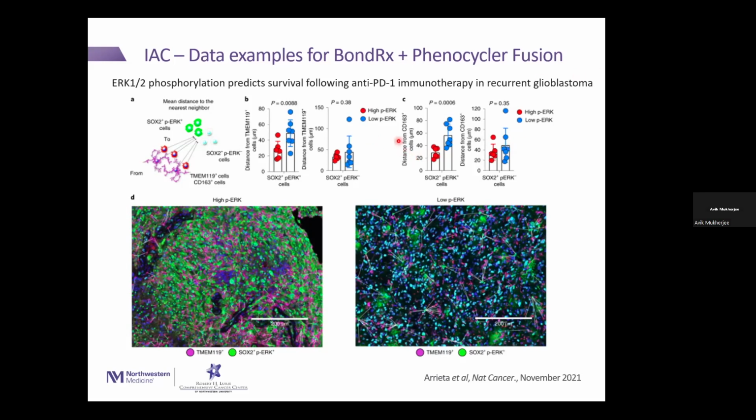Similar for CD163 also, in the higher phosphorylated ARC environment of glioblastoma, the distance was shorter between the tumor cells and immune cell types. Taking together this data and other single cell RNA-seq data and other technologies that they have, they reached the conclusion that they can predict the survival of a subset of recurring glioblastoma patients following an anti-PD-1 immunotherapy.